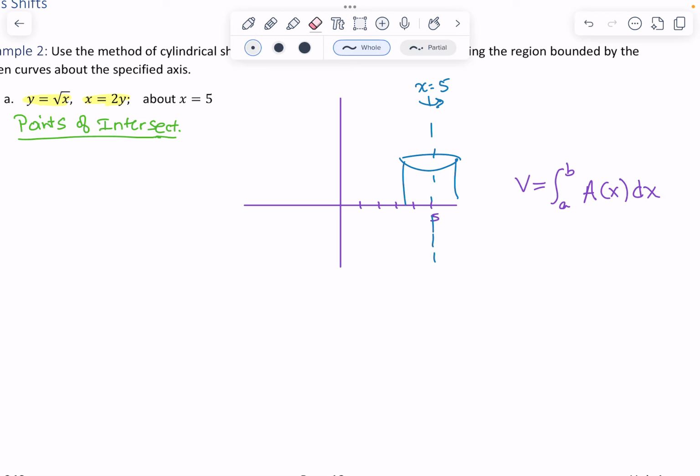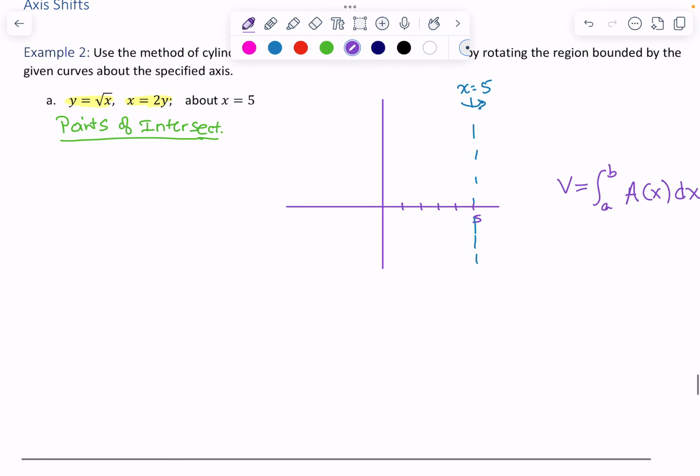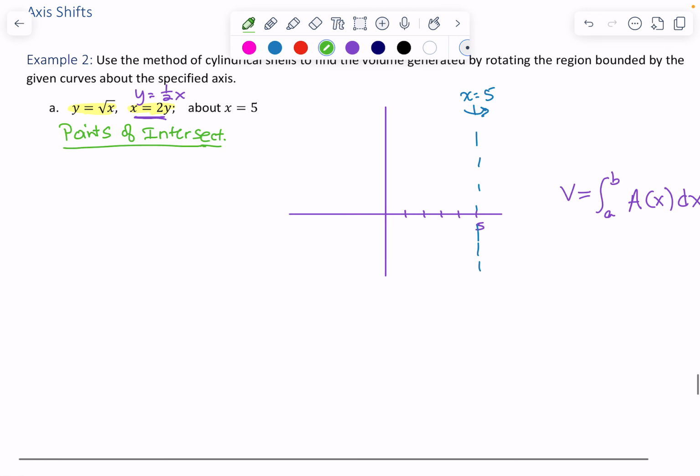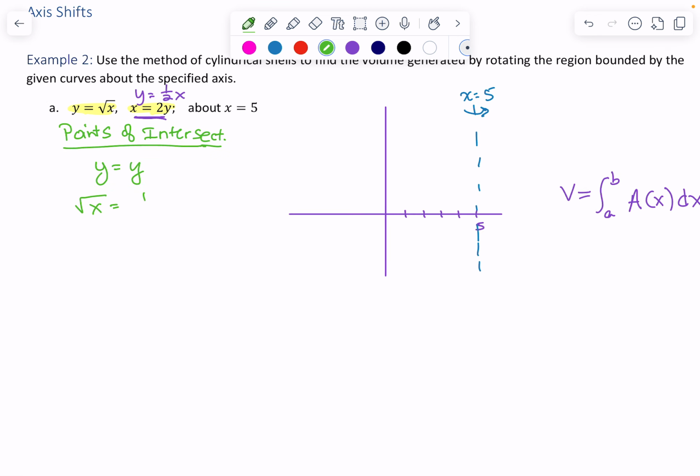That helps me figure out which way I should solve these and which one I should solve for what. If I want everything in terms of x, I'm going to solve this second equation so that I have y equals. First of all, y then equals 1/2 x, right? And we're going to find our points of intersection. If I have y equal to y, then I have the square root of x is equal to 1/2 x. I'm going to square both sides, so I have x is equal to 1/4 x squared.